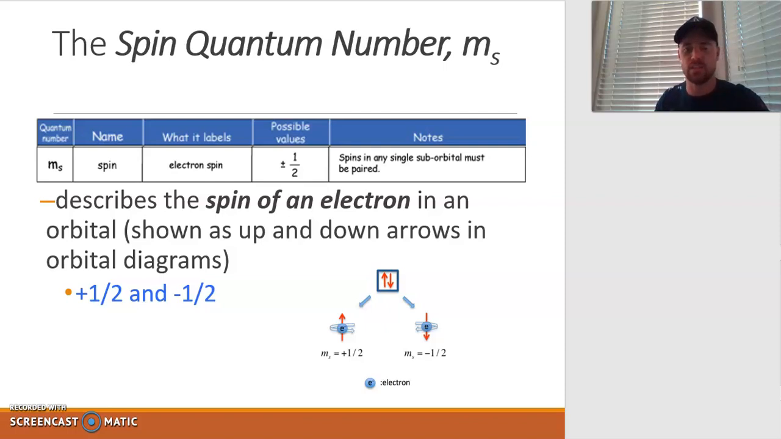When you get down to the specific orbital itself that holds 2 electrons, those 2 electrons cannot have the same spin. One has to be spinning one direction, and the other has to be spinning the other direction. The values for this are arbitrarily positive half and negative half. When we get to doing electron configurations and orbital diagrams, you'll see that electrons have the notation of an arrow. Notice the different spins.